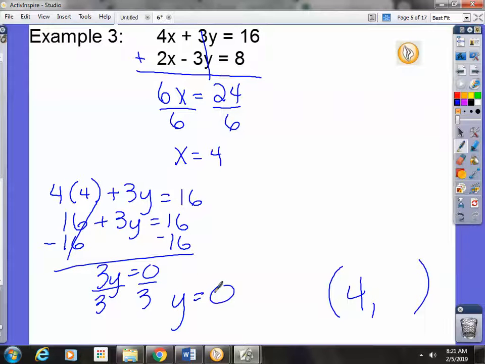And y is 0. And if you're not confident in your answer, if you feel like something's just off, graph it, make sure, and then go back and rework it.